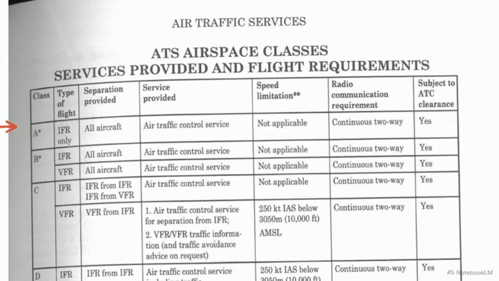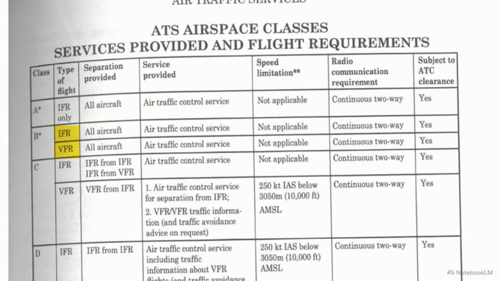Look at Class A. This is the most restrictive environment. Only IFR flights are permitted, and positive separation is provided by ATC for all aircraft at all times. In contrast, Class B airspace opens up to permit VFR flights. However, notice the separation column. ATC still maintains strict positive separation for all aircraft, regardless of flight rules.